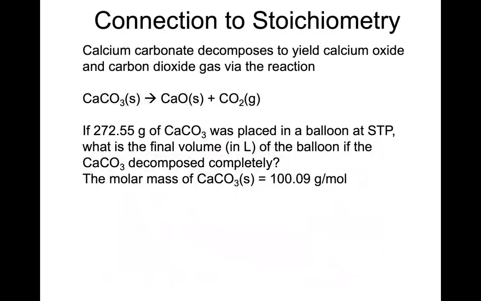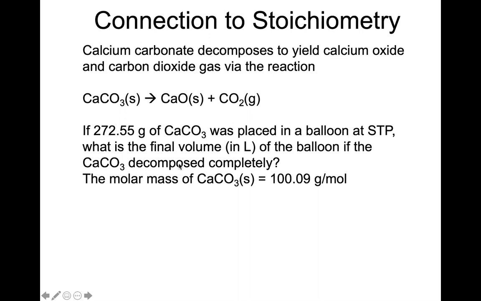Let's add another feature to it. A lot of times, these gas equations now, they're connected to stoichiometry. So stoichiometry, we saw back in chapter 3, chapter 4, a little bit in chapter 5. This one says calcium carbonate decomposes to yield calcium oxide and carbon dioxide gas. We got a balanced equation for it. If 272 grams of the calcium carbonate was placed in a balloon at standard temperature and pressure, what would the final volume of the balloon be if it completely decomposed?